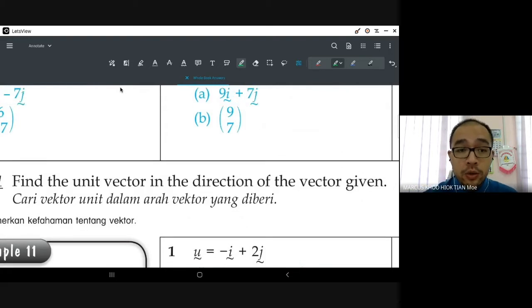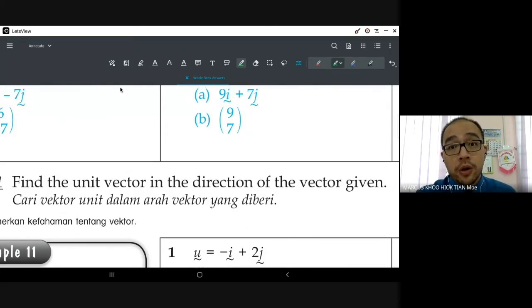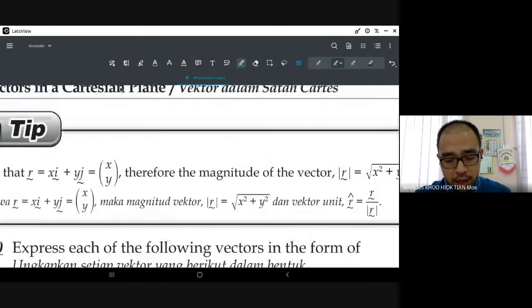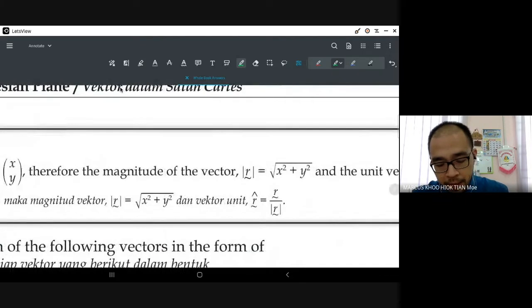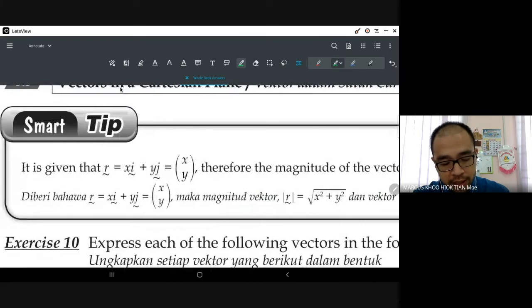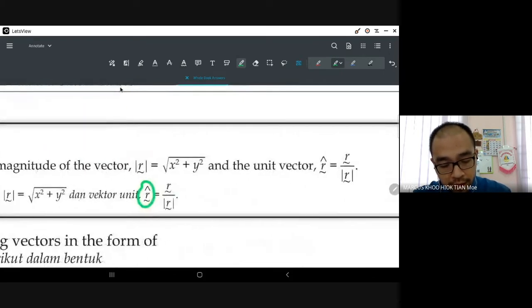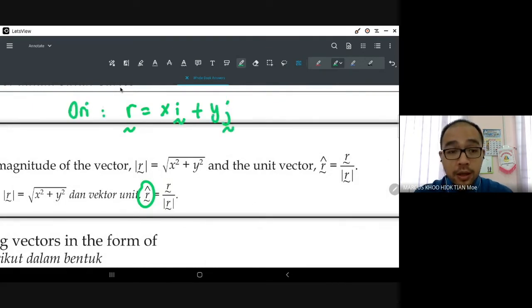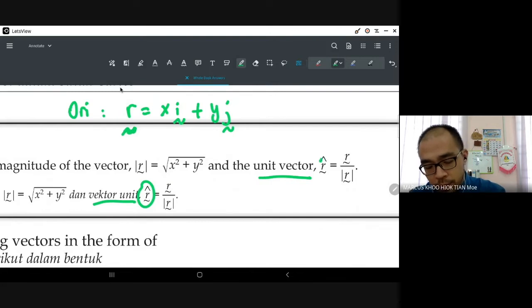So we can use coordinates to help us find unit vectors. Take a look at this. This is how you write unit vectors. Let's say the original vector is xi plus yj. So this is the original vector. The unit vector is written almost the same, except that there is a hat on top of the vector.